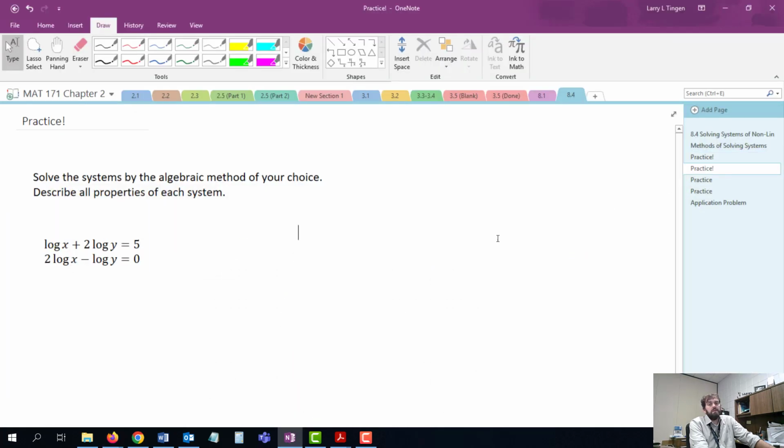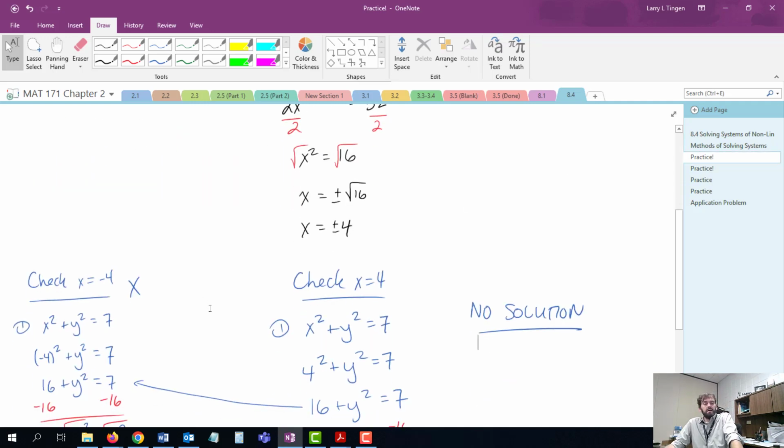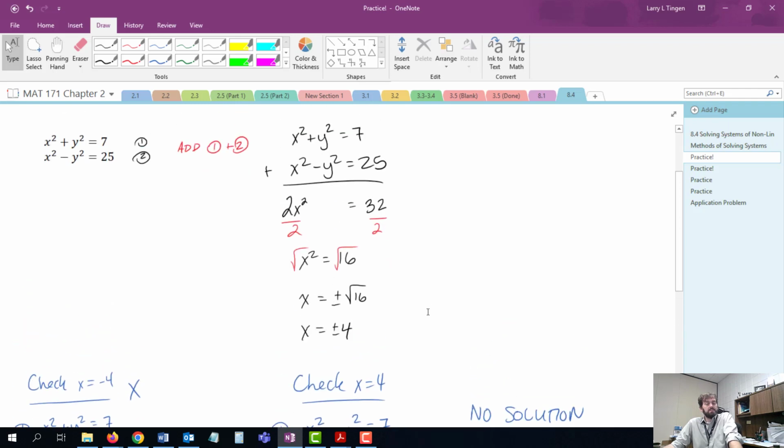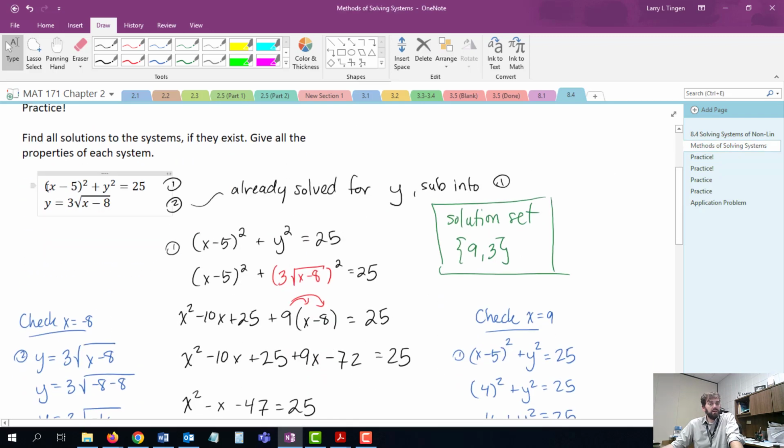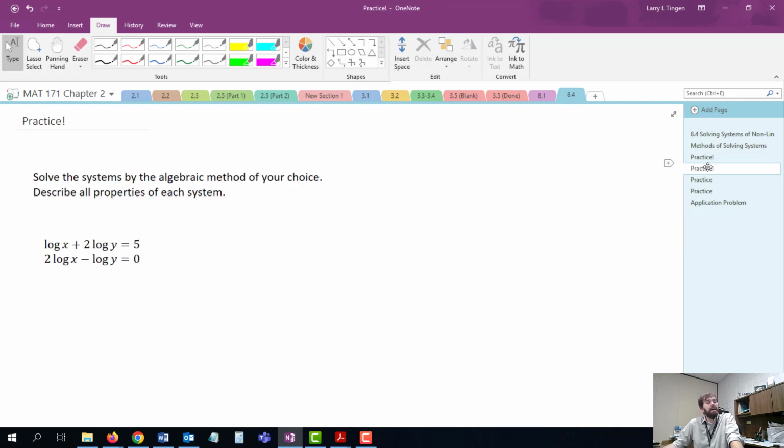All right. Now let's go on to logs. Describe the properties. This one has no solutions, so that means it is inconsistent, but still independent. Up above, the problem we did at the end of class was consistent because it has one solution, and independent because the equations are different. Next, we have the log.